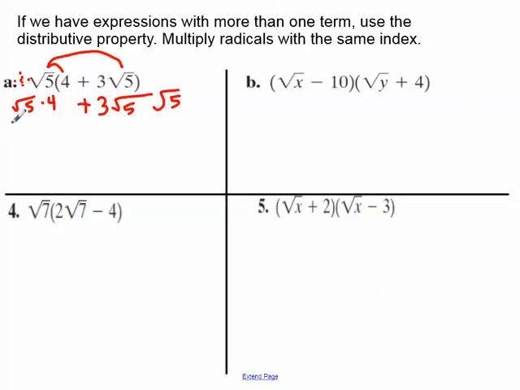Make this prettier. 4 comes out in front of the house. Make it 4 square root of 5, plus 3 square root of 5 times 5, 25. And now we simplify this. I got 4 square root 5 plus 3 times 5. Square root of 25 is 5. 4 square root 5 plus 3 times 5, 15.